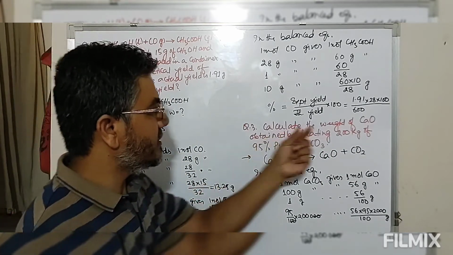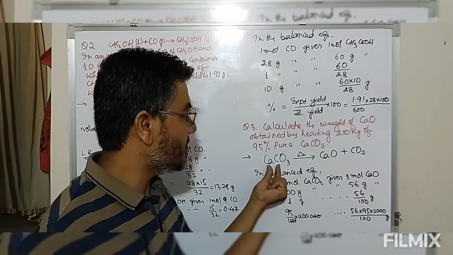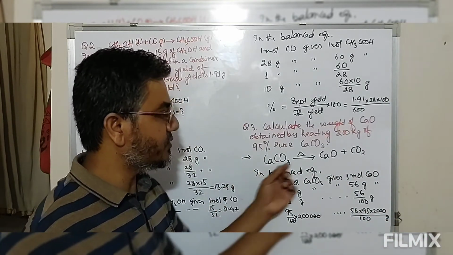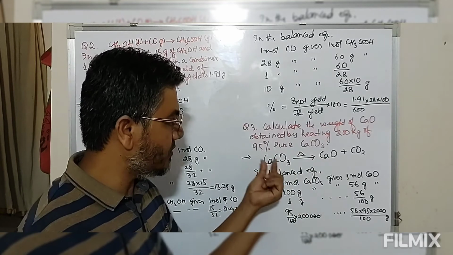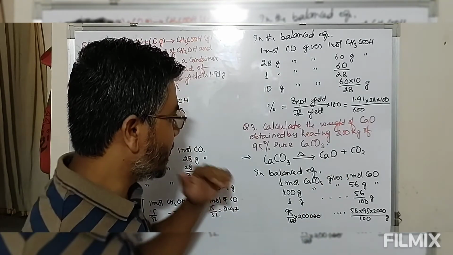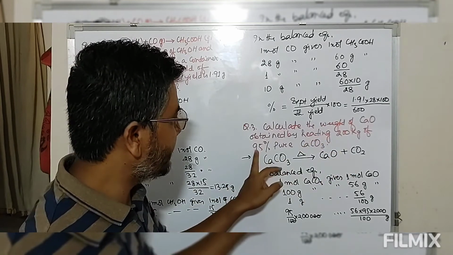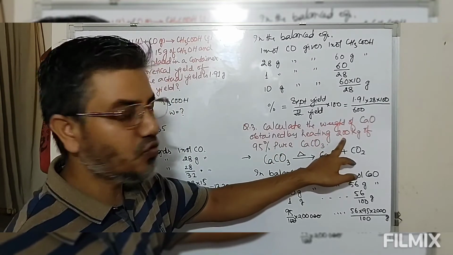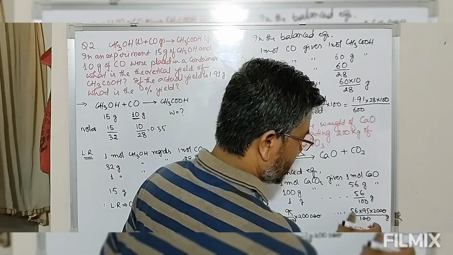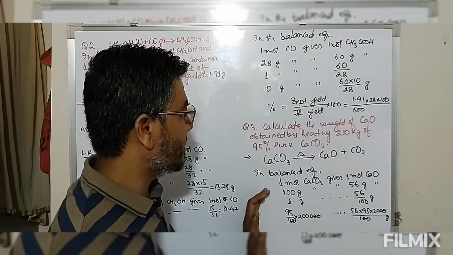95. That means this 200 is not the mass of calcium carbonate alone. This is the mass of calcium carbonate plus the impurities. But in this reaction, impurities do not have any contribution to the formation of calcium oxide. Only the pure calcium carbonate is giving you calcium oxide. So we have to take the mass of pure calcium carbonate to be 95% of this 200 kilograms. So again look at this, this cancels out. So this is the mass or the weight of calcium oxide that could be obtained.